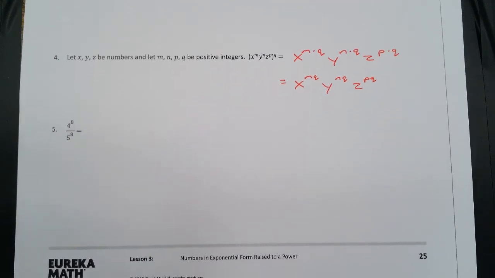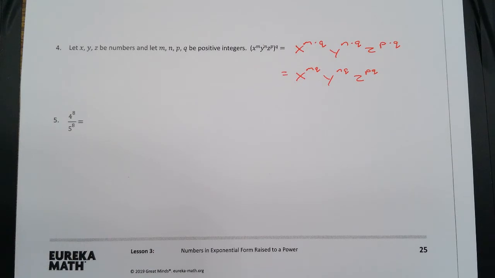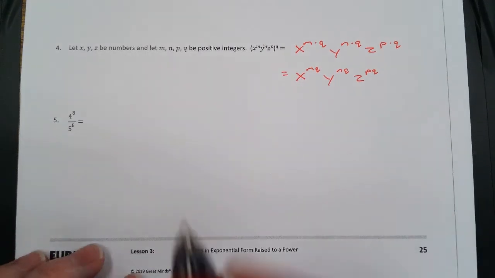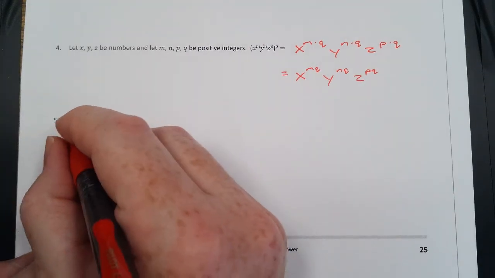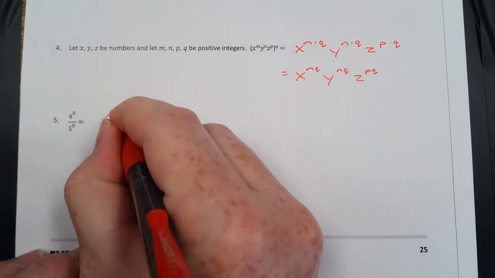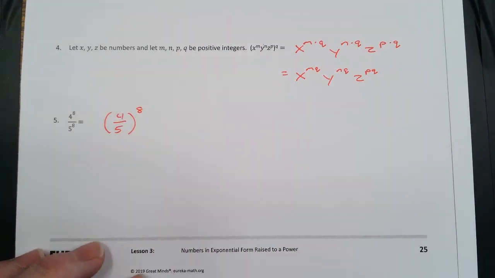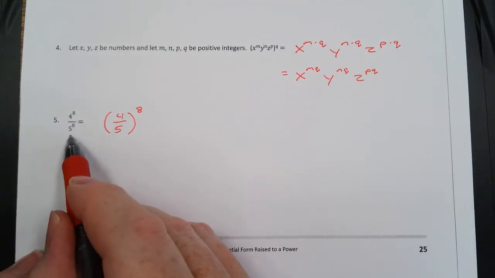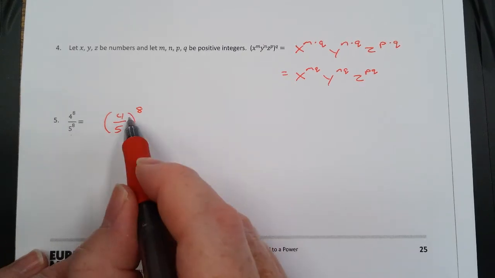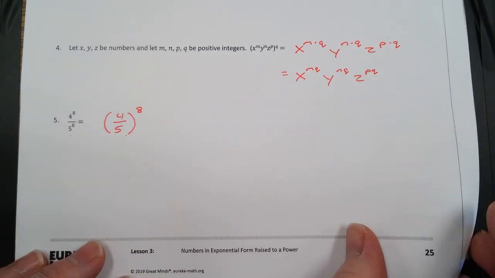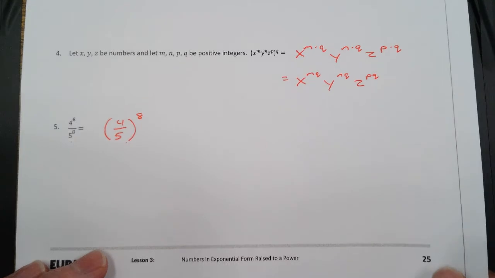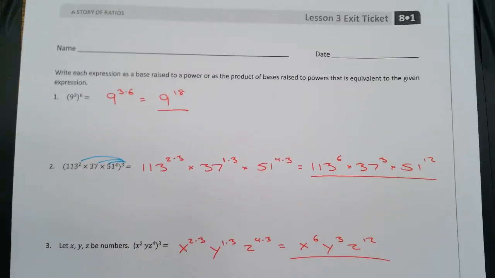So if you don't know a variable, don't replace it with things. And number 5 is asking for, like what we did on practice with number 13, can you recognize what's happening? So all you have to do for number 5 is pull the 8 out. It's 4/5 and everything to the 8th. This and this are the same because the 8 gets passed to everything inside. That is the exit ticket. I hope you did well.